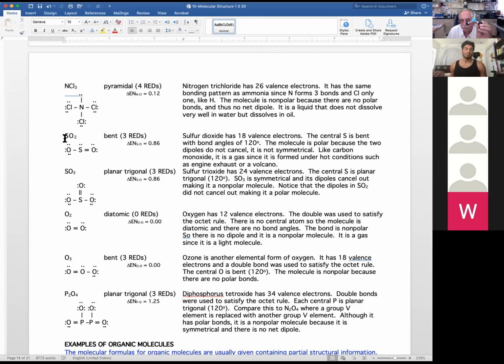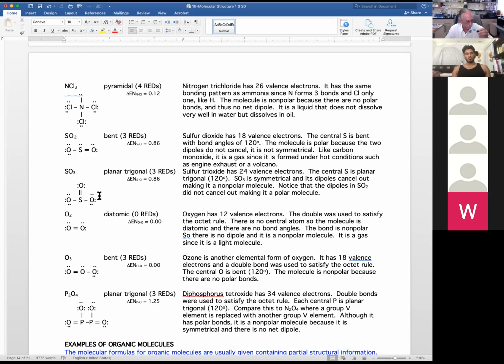But yet, sulfur dioxide is one of the molecules that can come out of hot engine exhaust or hot earth exhaust called a volcano, and it comes out as a gas. Why is that? It's simply because of the temperature.